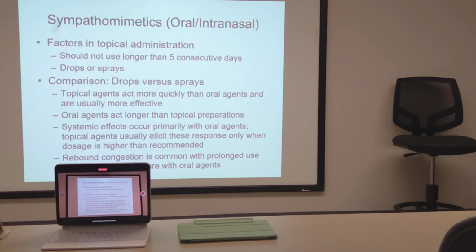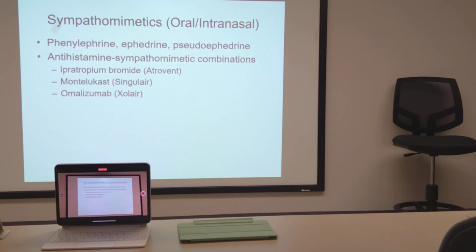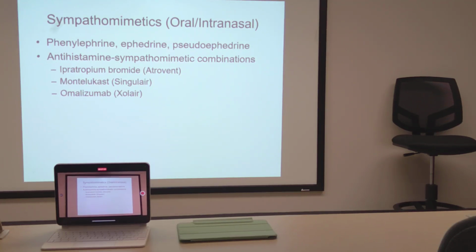So these are the sympathomimetics, and there are a few of them. Like phenylephrine, epinephrine, pseudoephedrine. And also there are some in combination form. So we have antihistamine and sympathomimetic combinations, and there are 3 of them. And also I put the brand name in the bracket.